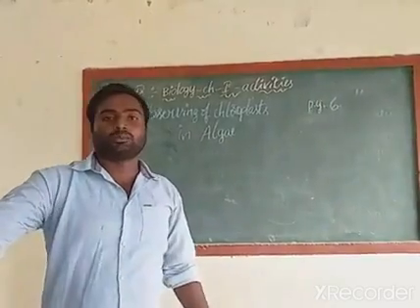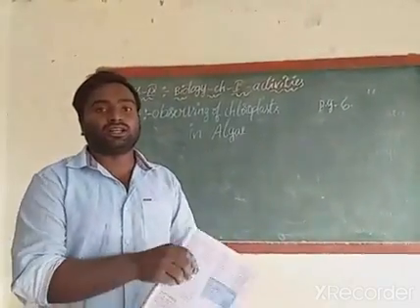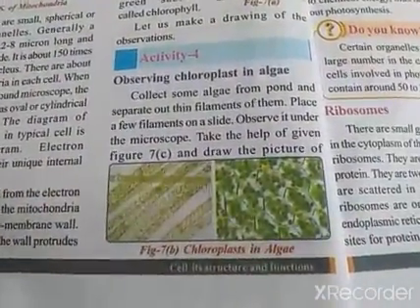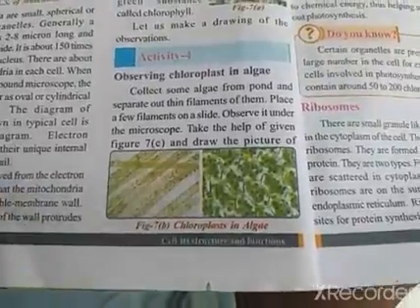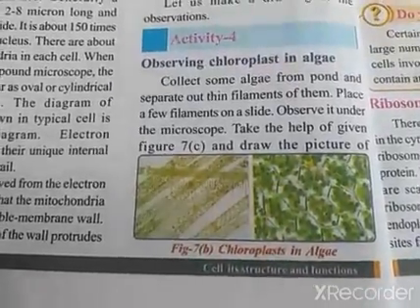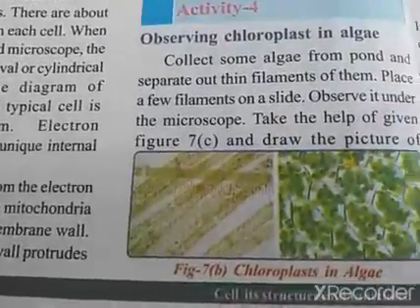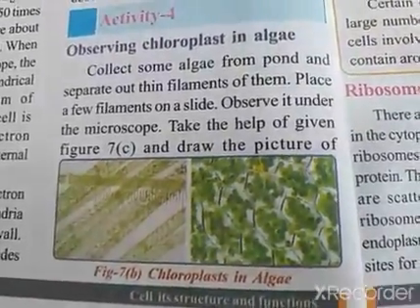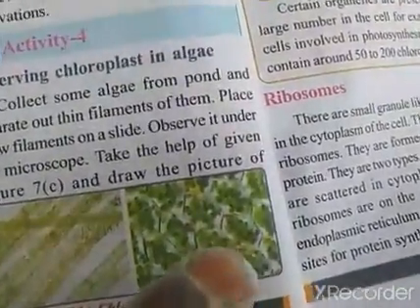In our textbook page number 6 also, we are given the diagram. All of you observe these diagrams. Figure 7b, chloroplasts in algae. Figure 7b contains two diagrams. Out of these two, the first diagram contains chloroplasts arranged in a ladder manner. Next, in the second one, chloroplasts are arranged in a spiral manner.